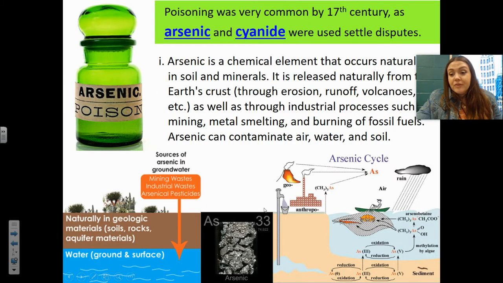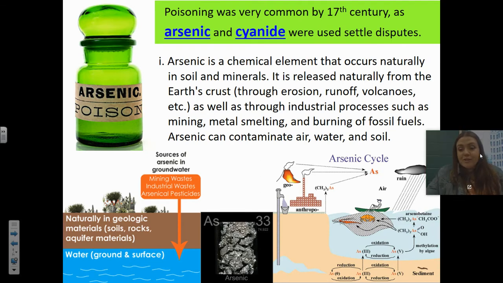Poisoning was very common in the 17th century, as arsenic and cyanide were used to settle disputes. They were just like, I hate this guy, I'm gonna put a little bit of cyanide in him, a little bit of arsenic in him. No one knew how to detect these poisons. The person would just look like they died of natural causes, before we could do all these tests. So people were poisoning people a lot back then because it was so easy to get away with.